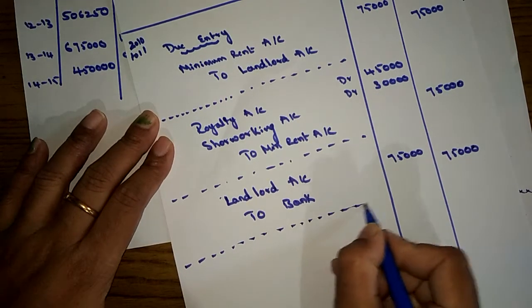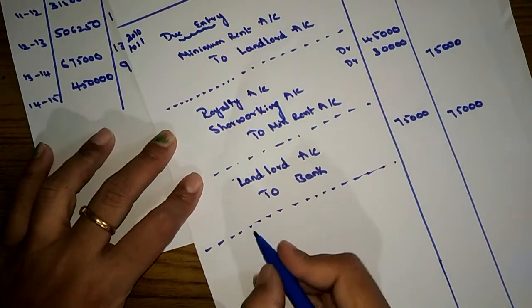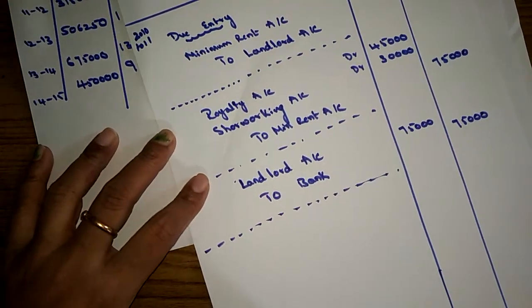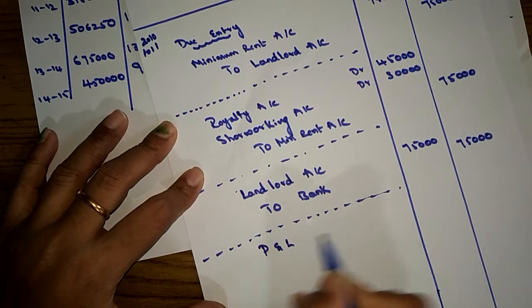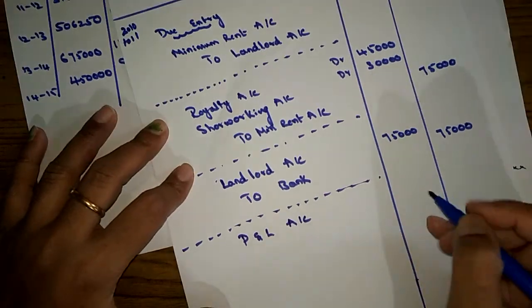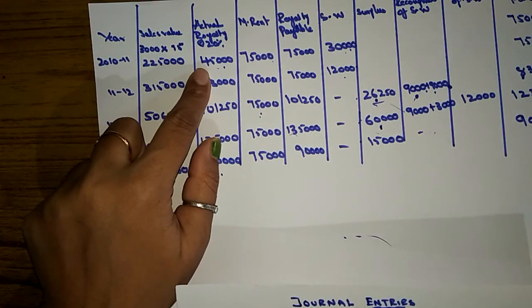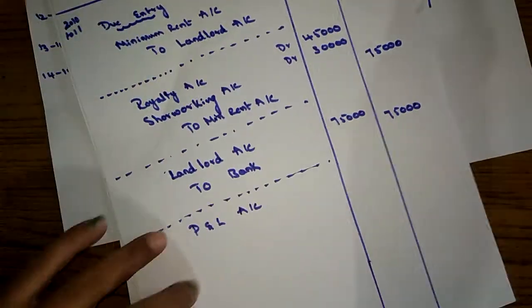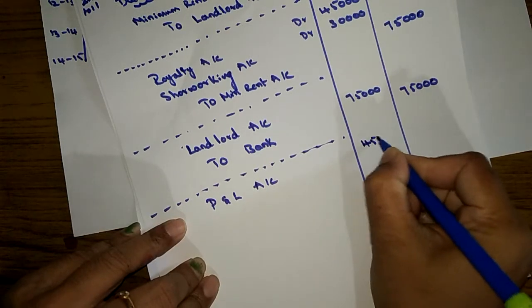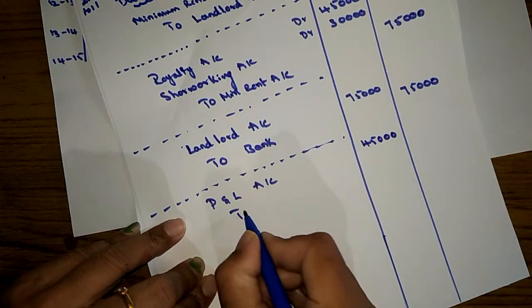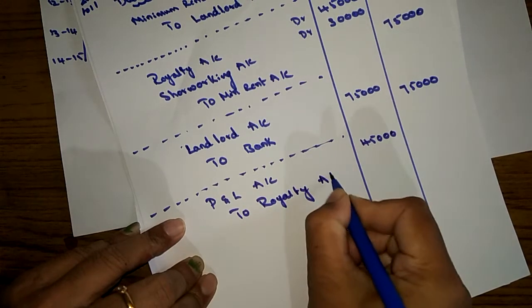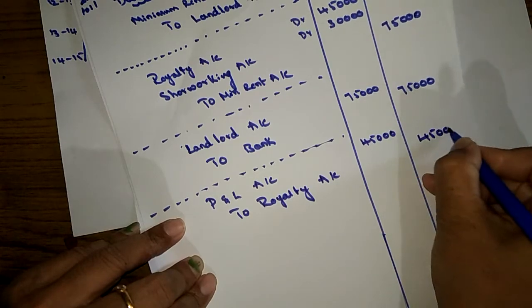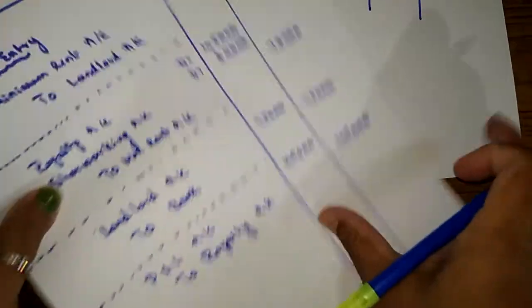Then the next entry is for transferring royalty to P&L account, because that is an expense for Himalaya Publication. So profit and loss account, how much was it? If you see, the 45,000 was the royalty. So that we are going to transfer to P&L account, to royalty account, 45,000. Okay, this is for the first year.